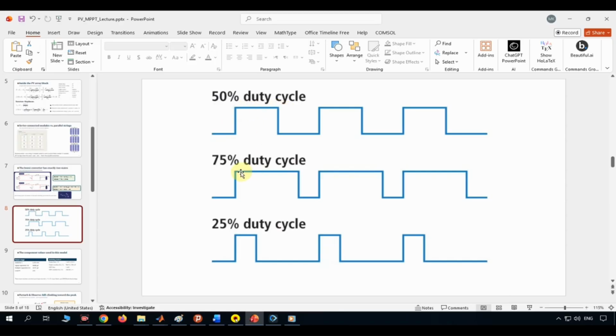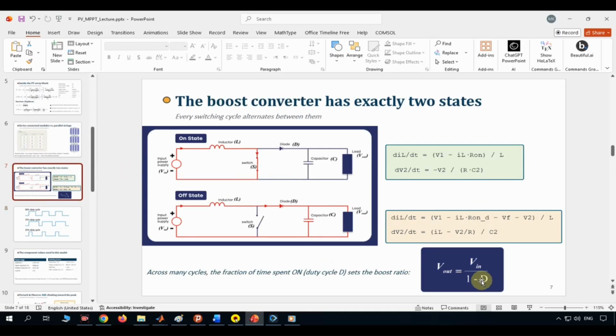What that relationship tells us is intuitive once you see it. The higher the duty cycle, meaning the longer the switch stays on relative to off, the higher the boost ratio, and the higher the output voltage climbs above the input. This is exactly the lever that the PWM signal, generated by the control loop we covered earlier, is pulling every single switching cycle, continuously adjusting the duty cycle to hit whatever target voltage the system needs.